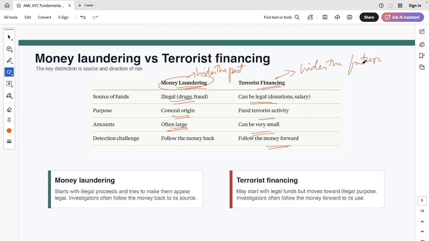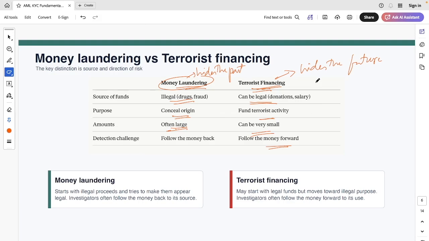In the banking world, this distinction affects the monitoring rules. For money laundering, rules may focus on unexplained wealth, cash deposits, complex transfers, shell companies, and unusual sources of funds. For terrorist financing, rules may focus on high-risk geographies, small repeated transfers, risky counterparties, charities, and behavioral patterns.